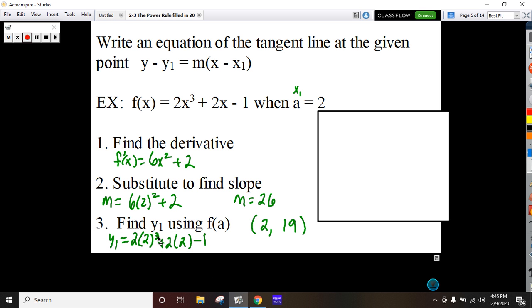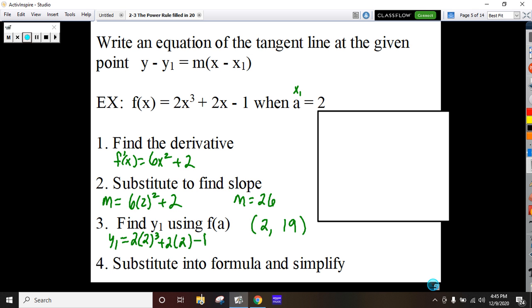So we have 2 to the third power times 2 plus 2 times 2 minus 1. So 2 to the third power is 8. 8 times 2 is 16. And then this would be 4. So 16 plus 4 is 20 minus 1 is 19. So we have our point and we have our slope. So now the last thing is just to substitute it into our formula and find the equation.